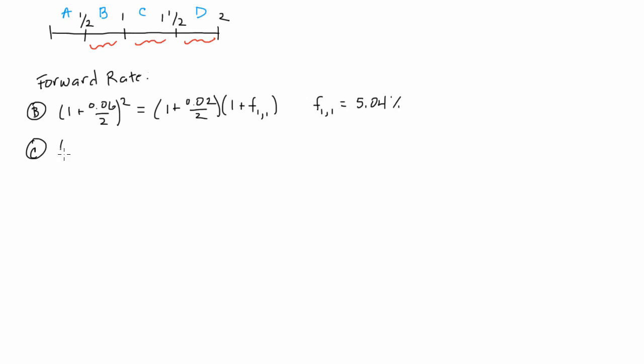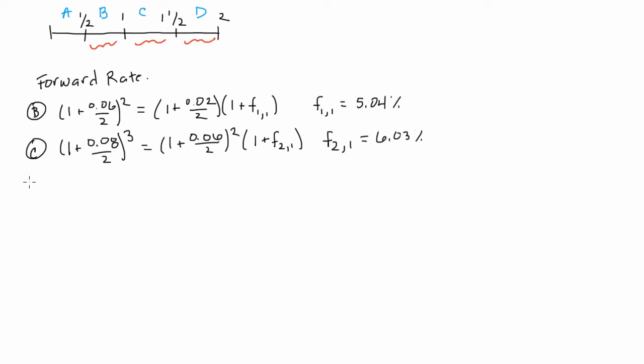We do the same thing for period C and period D. So for period C, it's 1 plus 0.08 divided by 2 to the third, because there's 3 6-month periods in a year and a half. And that's the effective return on that one-year bond. And that will be the six-month rate starting in two periods, i.e. 1 year. For period D, we do the same thing.